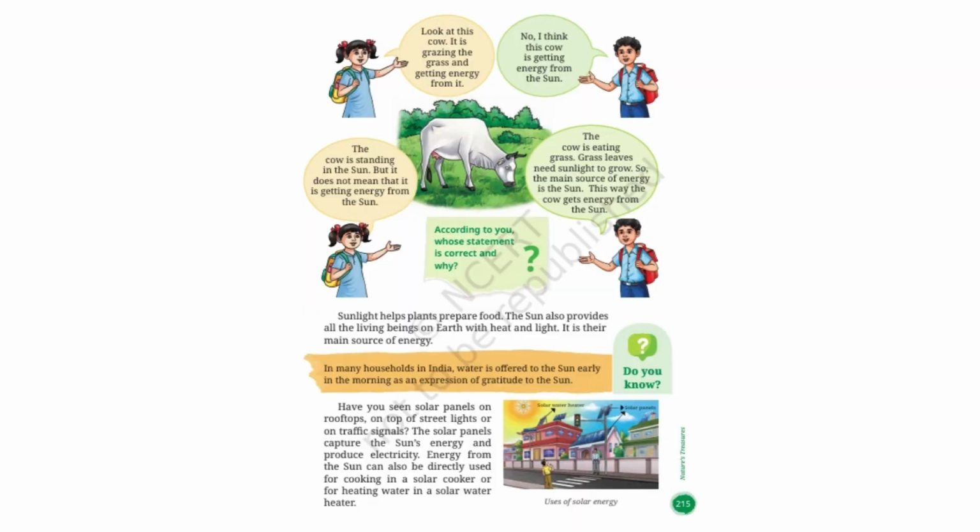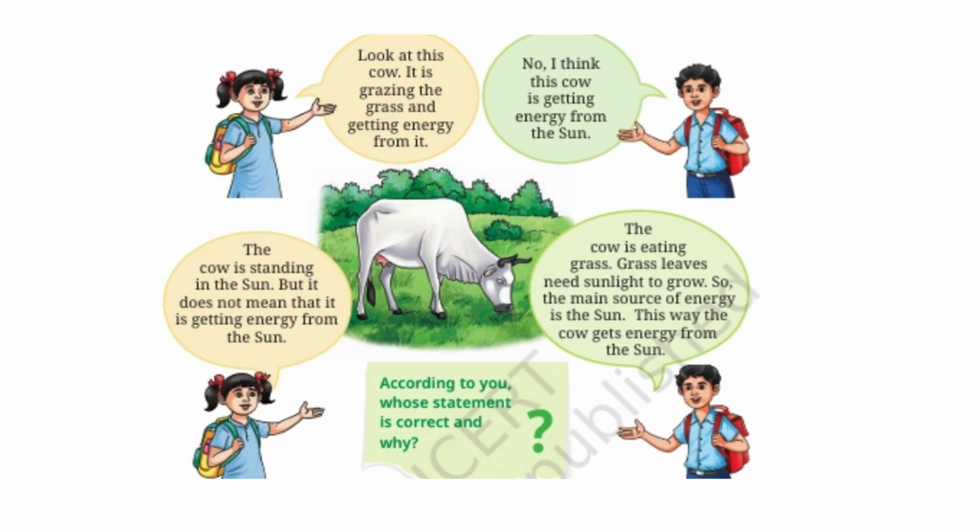Look at this cow, it is grazing the grass and getting energy from it. Bhumi said, look at this cow, it is grazing. Grazing, already we know, means to eat grass, and the cow is getting energy from this. And then Surya said, no, I think this cow is getting energy from the sun.